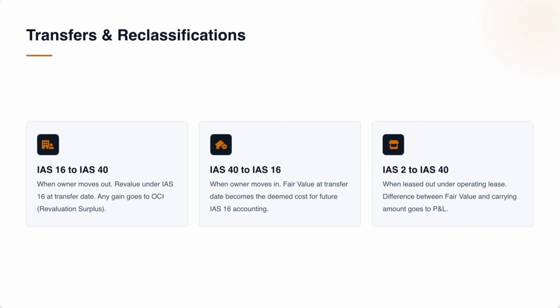Case 2. IAS 40 investment property to IAS 16 owner-occupied. When a company moves its own staff into an investment property, the fair value on the date of transfer becomes its deemed cost for future IAS 16 accounting and depreciation. Case 3. IAS 2 inventory to IAS 40 investment property. When an inventory property built for sale is leased out under an operating lease, any difference between its fair value on transfer date and its previous carrying amount is recognized in profit or loss, P&L.